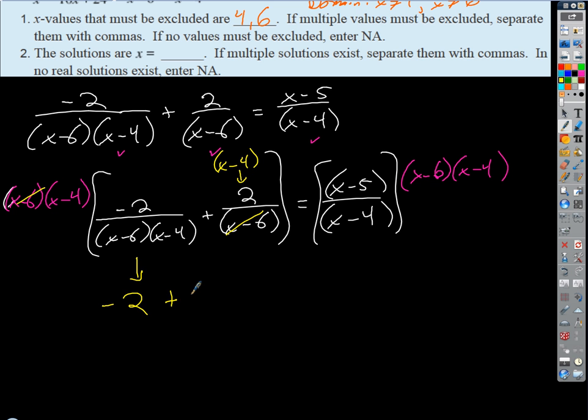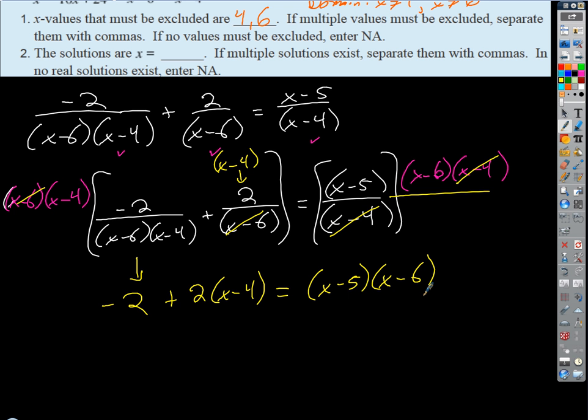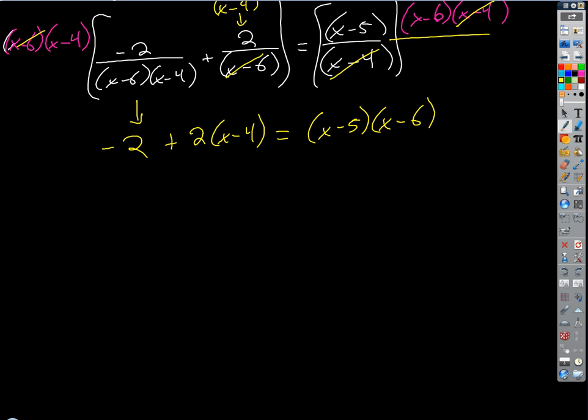So we get plus 2 times x minus 4. And then what about over here? Those factors cancel, right? Because that's just one big division bar. And then on the top, we get the product of x minus 5 times x minus 6, right? Okay, so Justin, what do we get then if I simplify this?